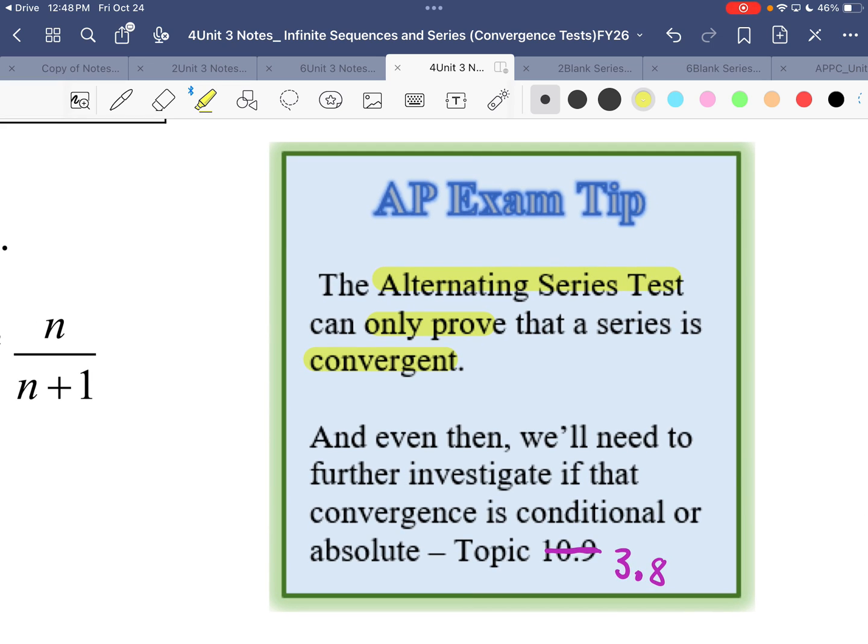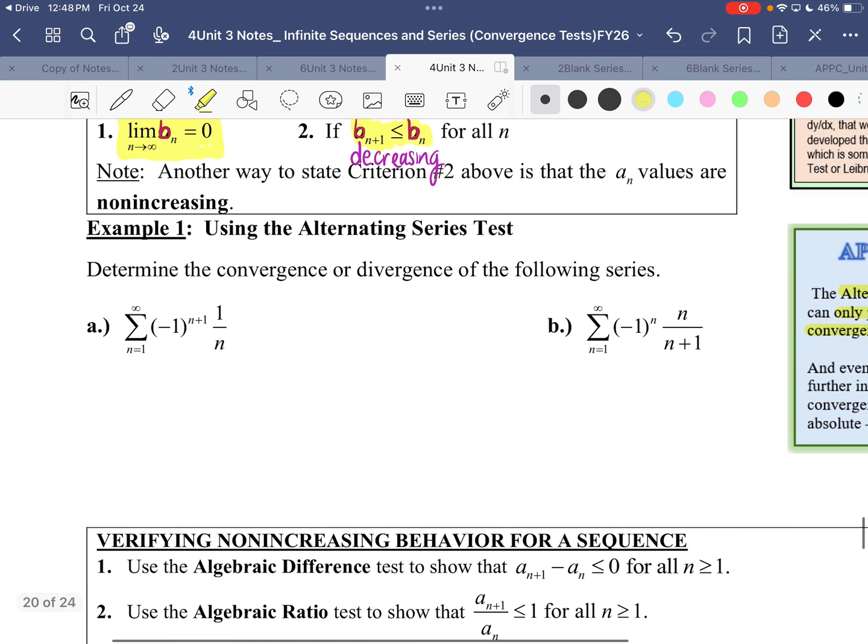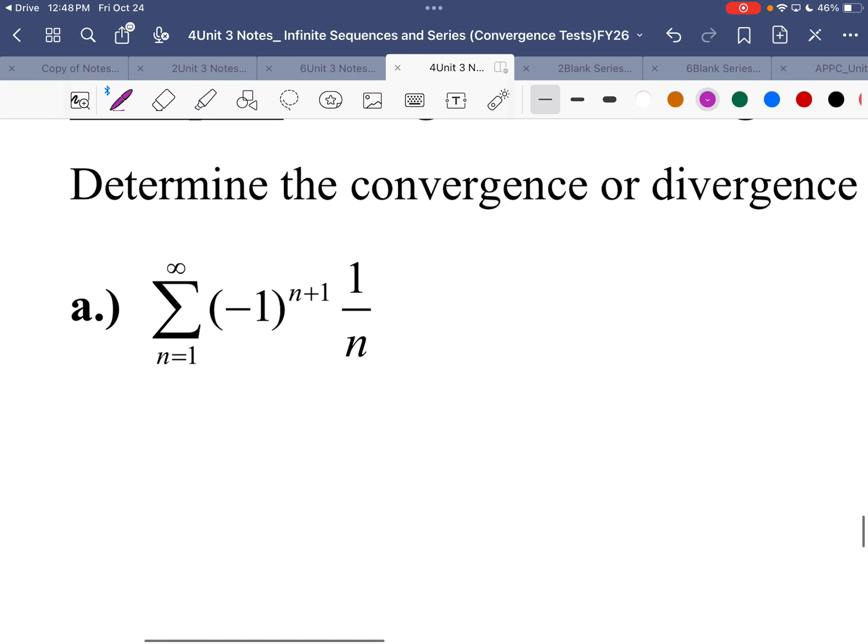All right, so the alternating series test only proves convergence. We are going to go to 3.8, and we're doing it on Tuesday. So we're going to be doing convergence, conditional and absolute convergence. This is the only one that has a conditional convergence. That's future you problem. Today we're just trying to figure out if it converges or not.